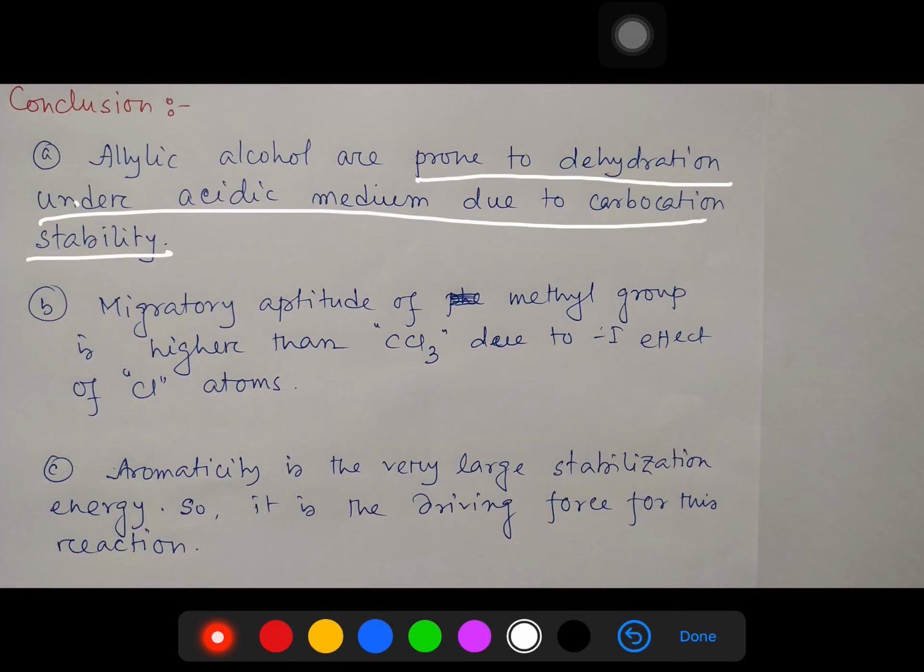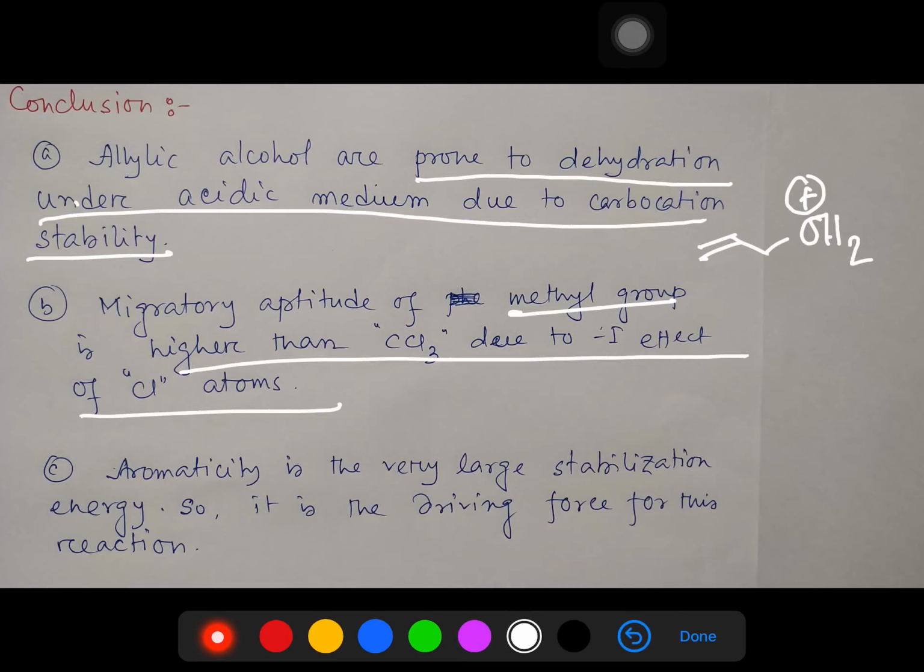Another thing, allyl alcohol does not undergo dehydration under basic medium, because OH is not a good leaving group, but in acidic medium it forms a good leaving group, that is OH2+, a neutral leaving group. That's why it undergoes elimination very easily. Second, the migratory aptitude of the methyl group is higher than CCl3 due to the -I effect of the chlorine atoms.